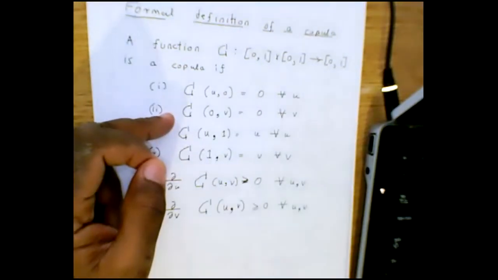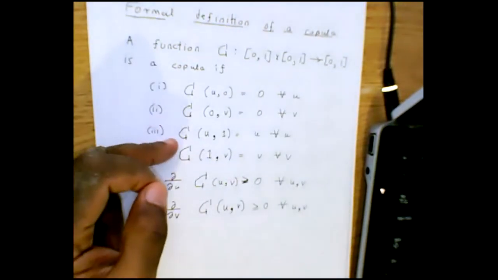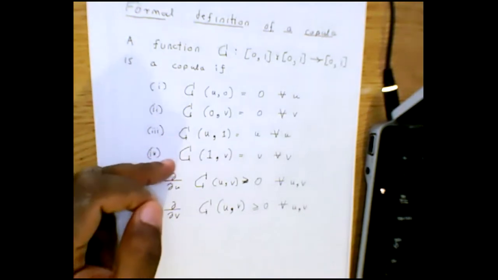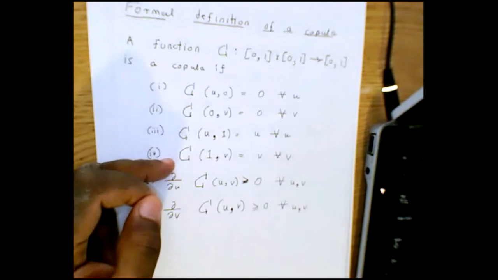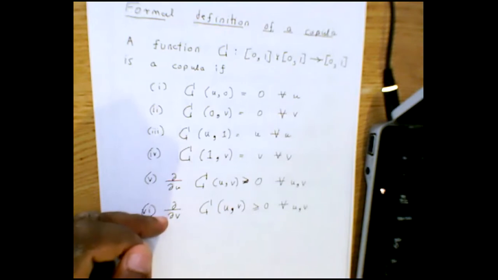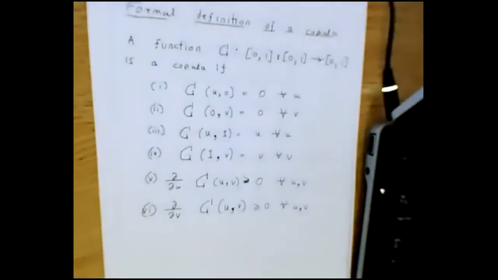So the first condition is that C at (u,0) is 0 for all u, C at (0,v) is 0 for all v, C at (u,1) is equal to u for all u, and C at (1,v) is equal to v for all v. The partial derivative with respect to u is non-negative for all u and v, and the partial derivative with respect to v is non-negative for all u and v. So if these six conditions are satisfied, then a function from this to this is said to be a copula.